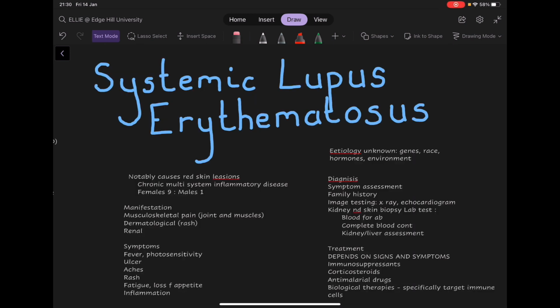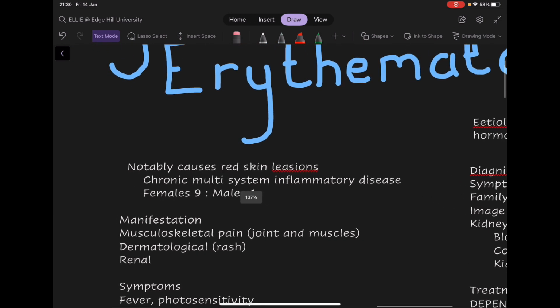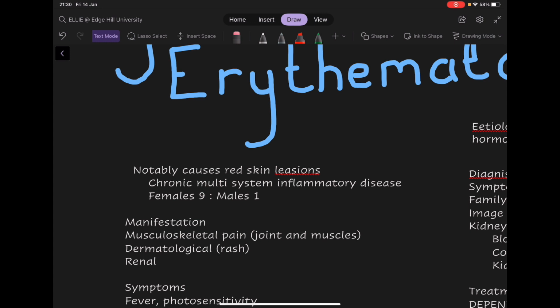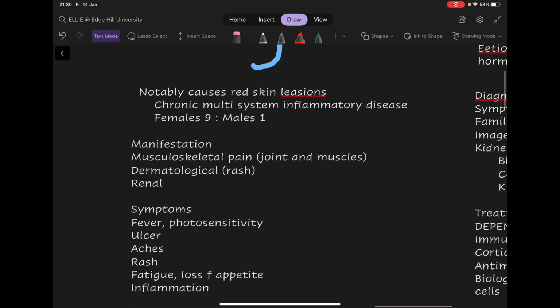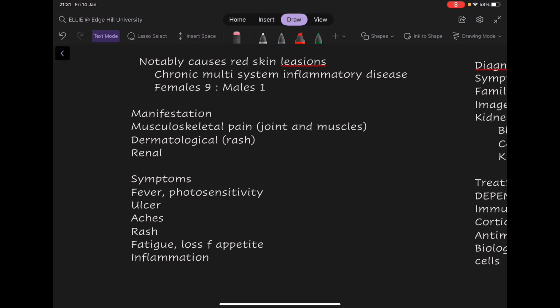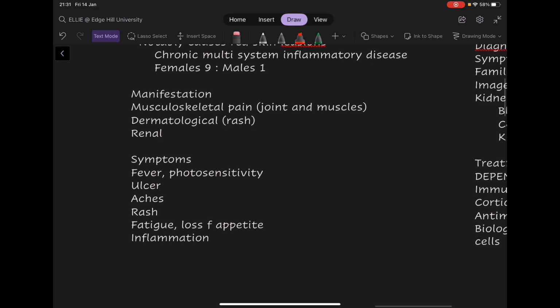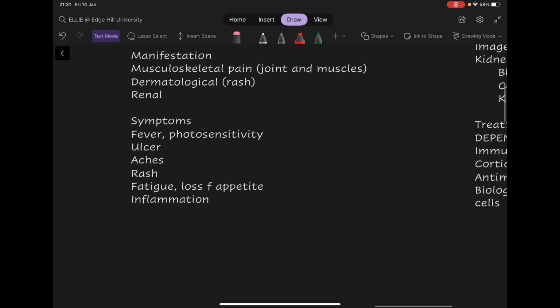The last systemic autoimmune disease that I'm going to talk about, I'm just going to abbreviate to SLE. This causes notable red skin lesions and is a chronic multisystem inflammation disease that mainly affects females again. Some clinical manifestations are musculoskeletal pain, so pain in the joints and muscles, the dermatological feature of the red lesion and rash, and then renal complications. Some symptoms of these manifestations are fever and photosensitivity, ulcers, aches and rashes, fatigue and a loss of appetite, and inflammation.